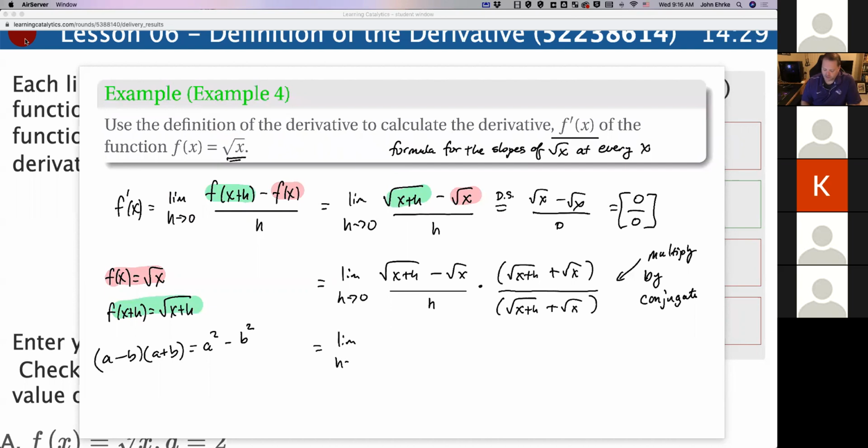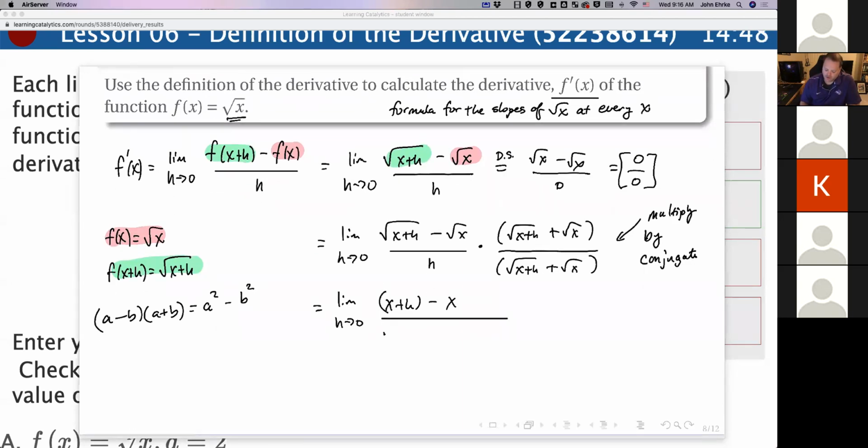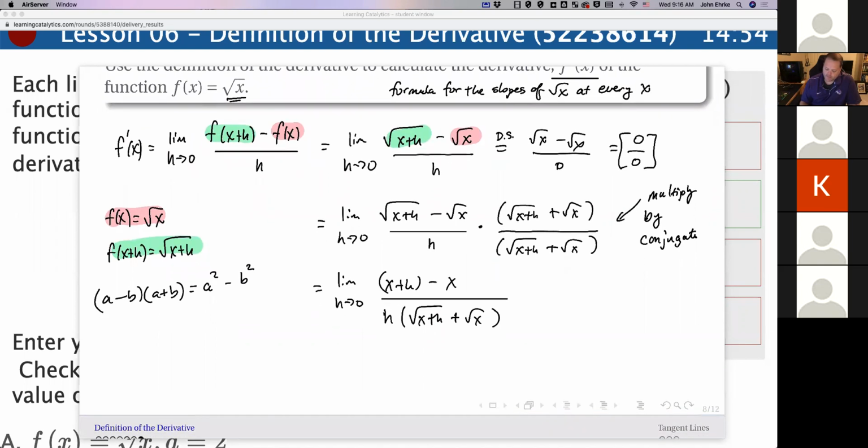So let's do that algebraic step in the top. If you square the first term, that's x plus h. If you square the second term, that's x, and we subtract. In the denominator, you should just keep everything as is. Don't try to FOIL it or combine it in any way. In the bottom, you have h times square root of x plus h plus square root of x.